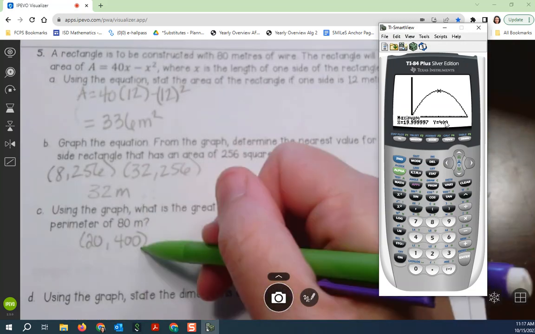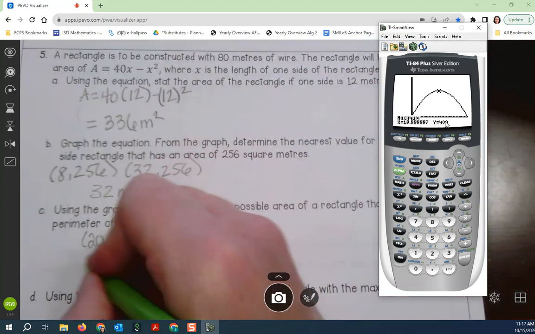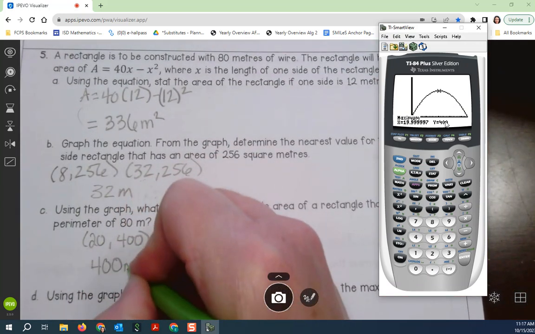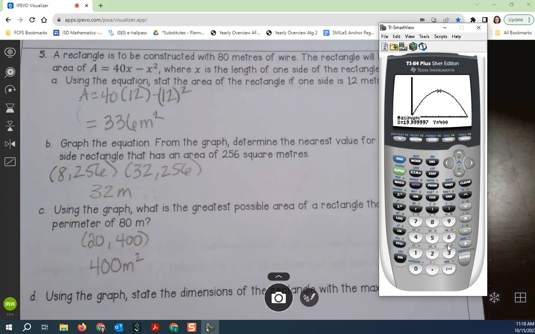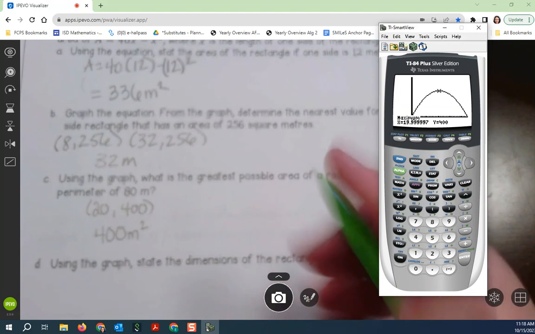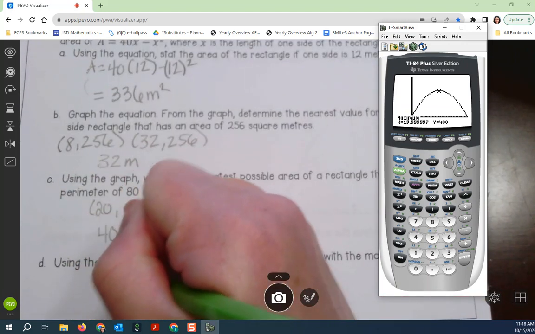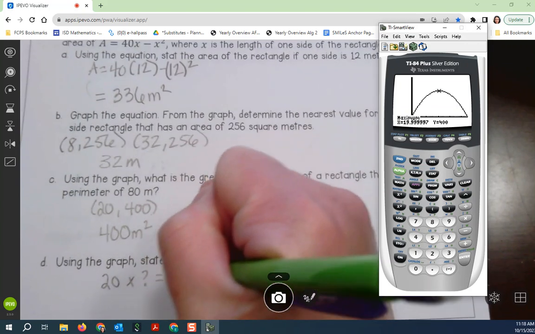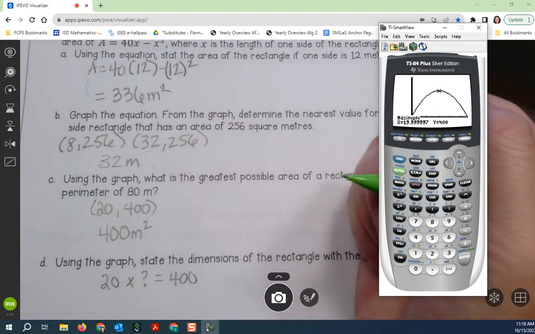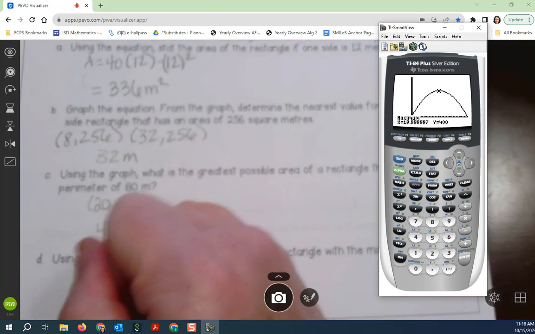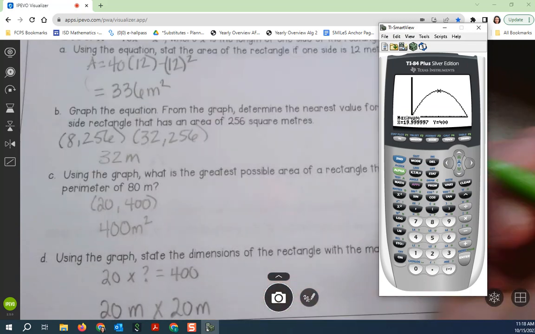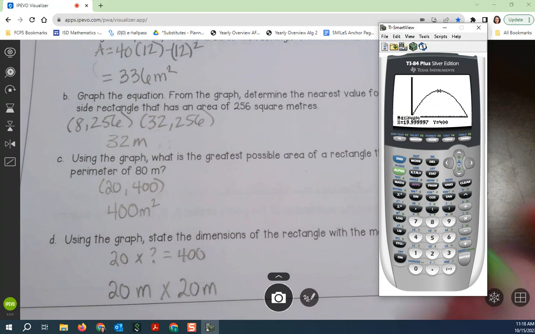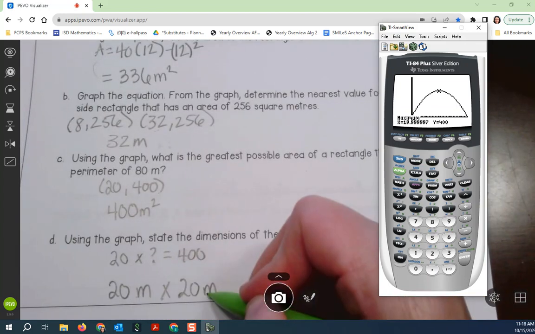Okay, so 20 would be the side length and 400 would be the area. So that would be 400, and remember area is measured in square meters. Using the graph, state the dimensions of the rectangle with the maximum area. So we know that one side is going to be 20, right? So 20 times what would give me that area of 400, and if you divide both sides by 20, you find that the other side is 20 as well. So it would be 20 meters by 20 meters. You might want to differentiate them as length and width. You can do that if you want, 20 meter length, 20 meter width.